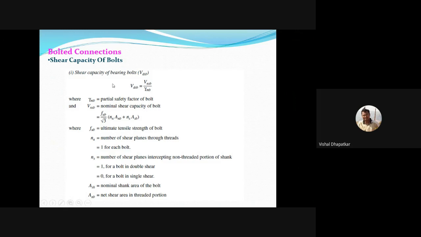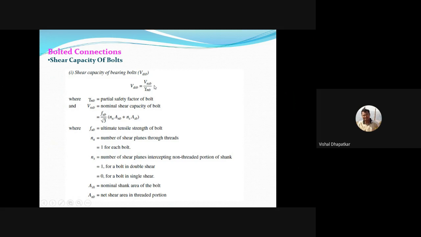So how to get the shear capacity of the bolt? The shear capacity of the bolt we get by the nominal shear capacity of the bolt divided by the factor of safety, right? So we have this factor of safety in our IS code. It is 1.25 for bolts, and VNSB is the nominal shear capacity of the bolt.